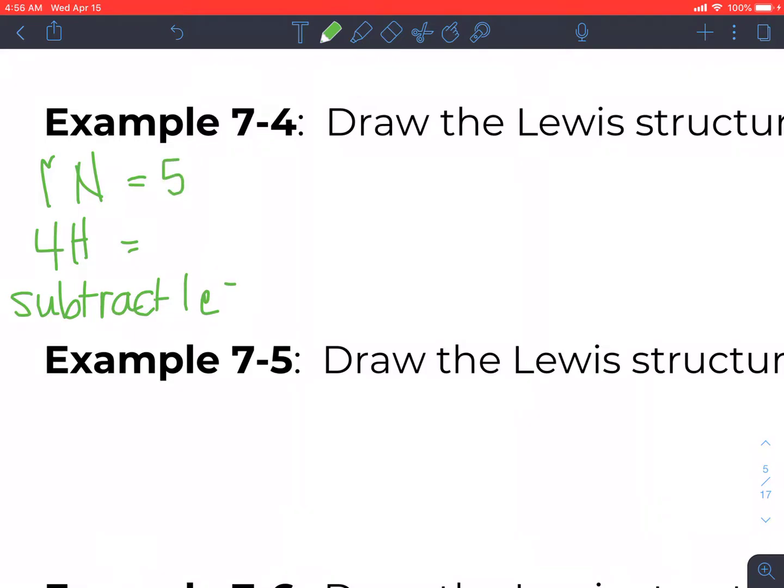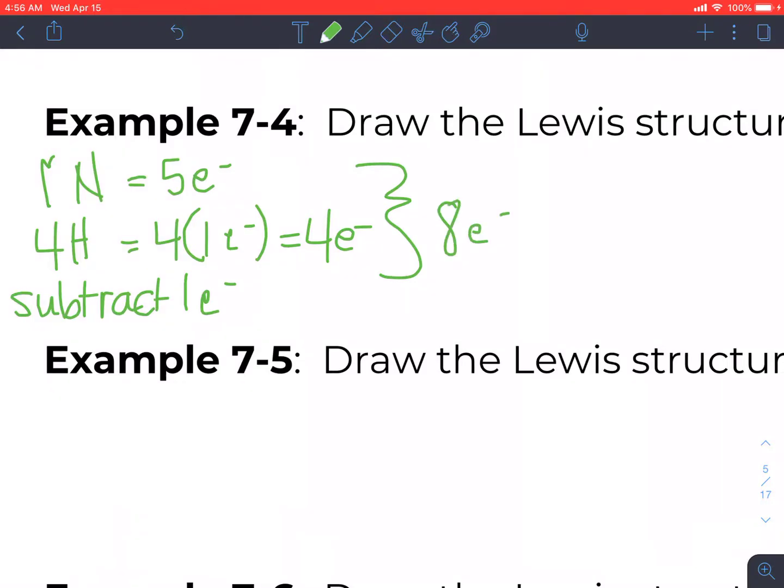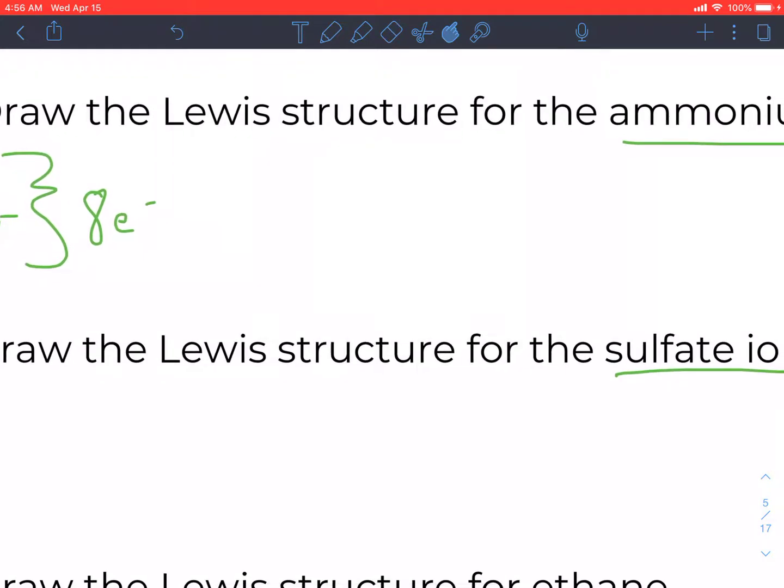Okay, nitrogen has 5 electrons because it's in group 5. Hydrogen has 1, and there's 4 of them there. And so here we have 9 minus 1. We have 8 electrons that we need to account for. Okay, because nitrogen is in lesser amount and because hydrogen cannot be an outside atom, we're going to put nitrogen in the middle. We're going to put our hydrogens around.